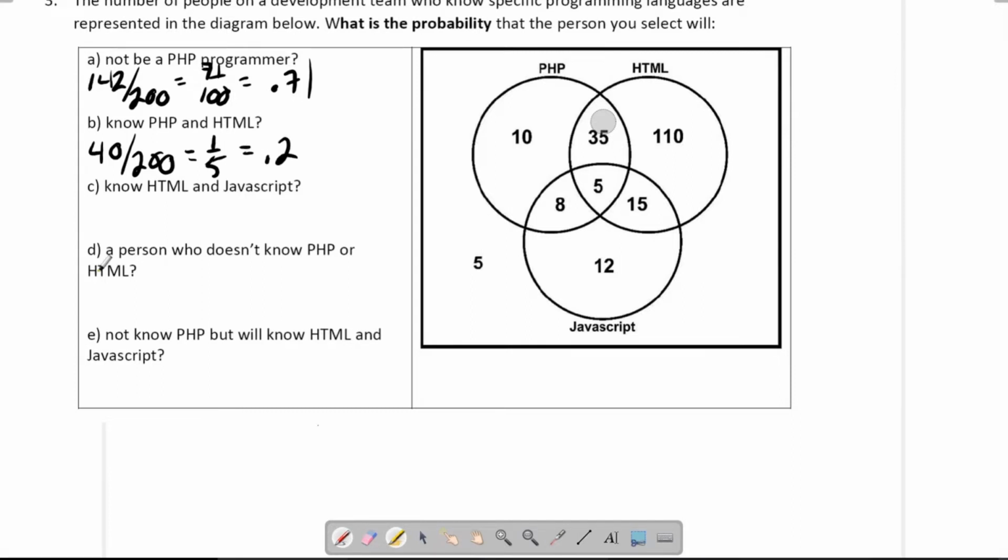Now the people who know HTML and JavaScript. So they know HTML and JavaScript. So that's very similar to the last one.